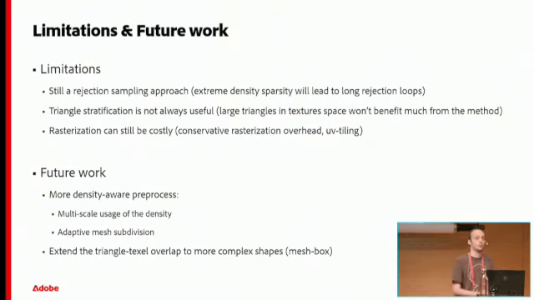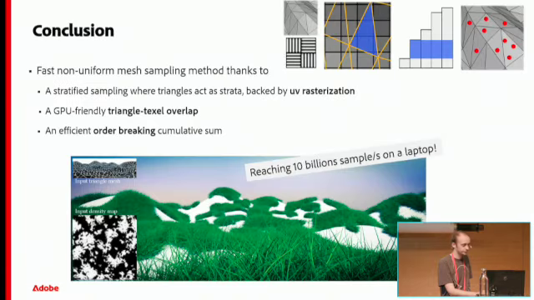And of course, we think that the triangle text cell overlap approach might apply to a wider class of problems, and could have more applications to different shapes. So in conclusion, we introduce a fast non-uniform mesh sampling method, which uses hardware rasterization to do stratified sampling over triangles with GPU-friendly triangle text cell overlap and an efficient order-breaking cumulative sum. And we actually reach 10 million samples per second on this laptop. And thank you.